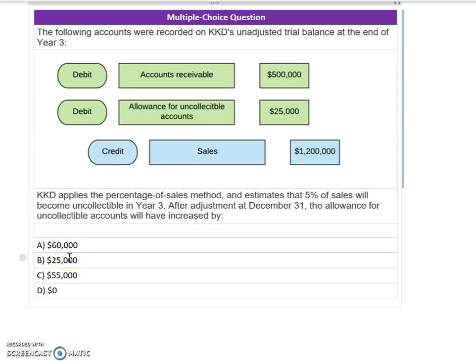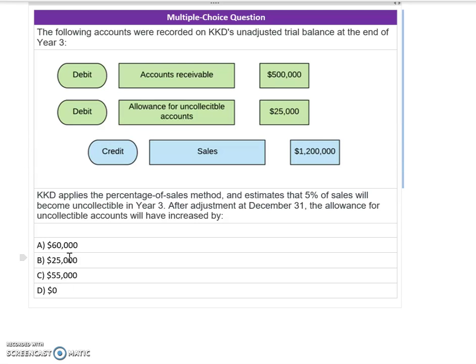The following accounts were recorded on KKD's unadjusted trial balance at the end of year 3. They had a debit to accounts receivables of $500,000. They had a debit to the allowance for uncollectible accounts on those accounts receivables of $25,000, and they had a credit of sales of $1.2 million.